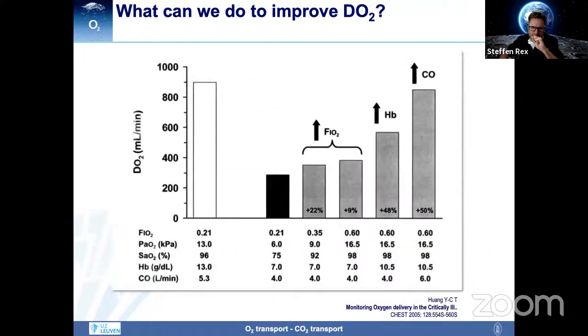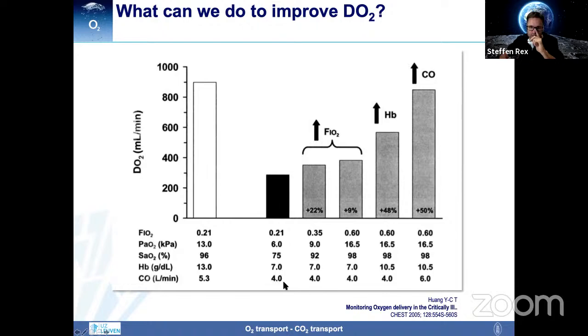This is also a very good figure that I like very much. It's already 16 years old. There you can see which factors by which we can influence oxygen delivery are most important. So you see, this is the baseline. You have here a critically ill patient with an FiO2 of 21%. He has an arterial oxygen saturation of 75, so he's in trouble. He has only a hemoglobin of 7 and a cardiac output of 4.